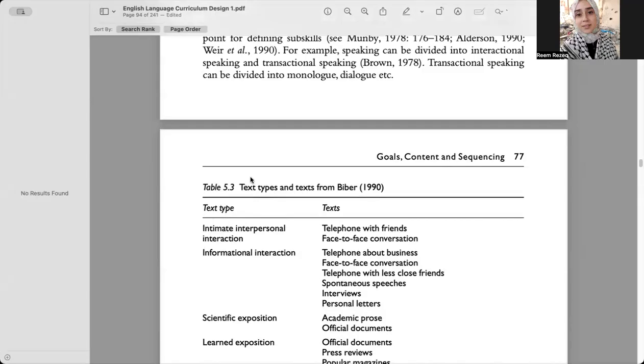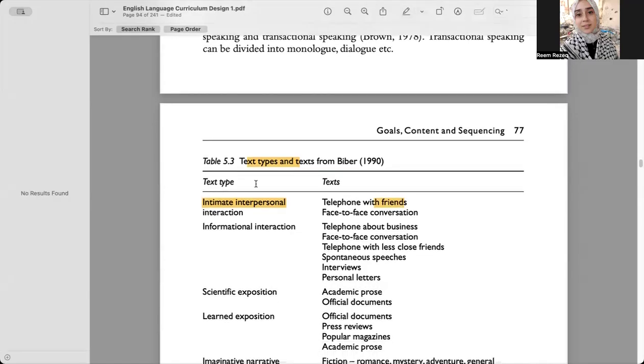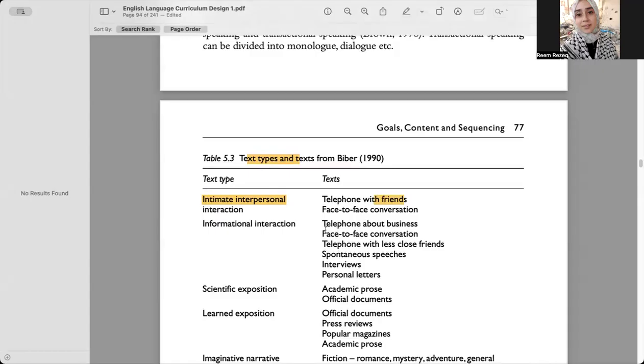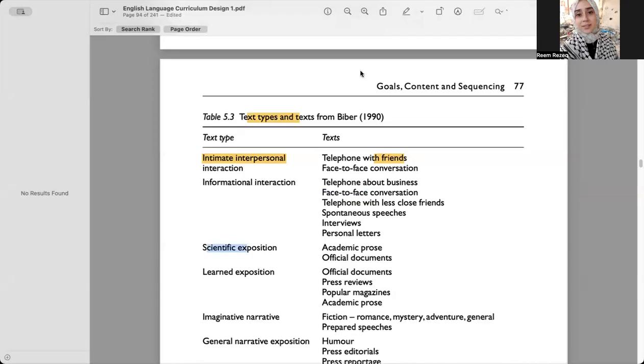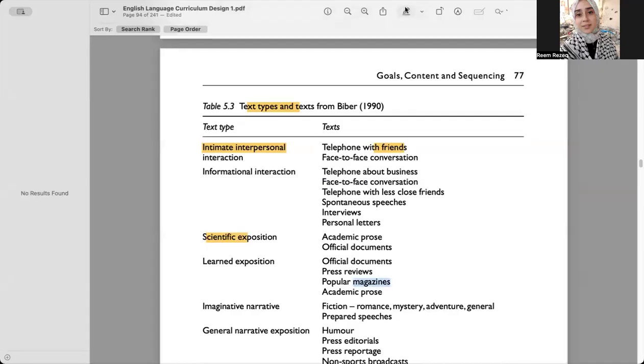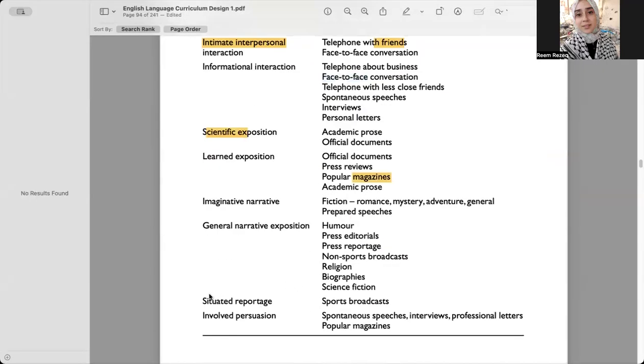Text types are very important. Intimate, interpersonal, for example you're going to talk to your friends. For example, interaction, face-to-face informational interaction. You're going to talk to your, for example, also the same face-to-face conversation. Scientific, as I told you, learned expositions, especially for example in journals. It can be like multiple choice. Certificate passes also. Involved persuasion or spontaneous free speeches.